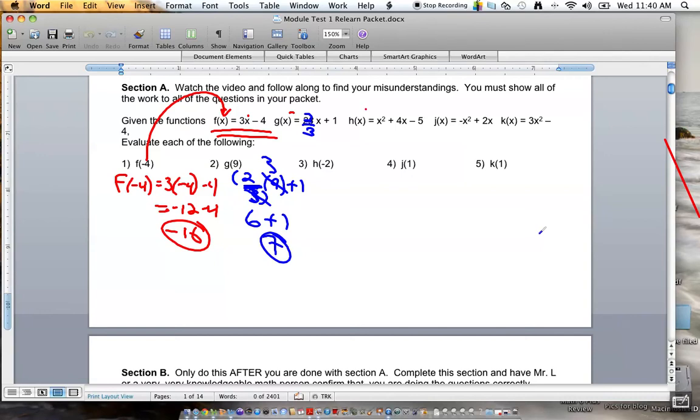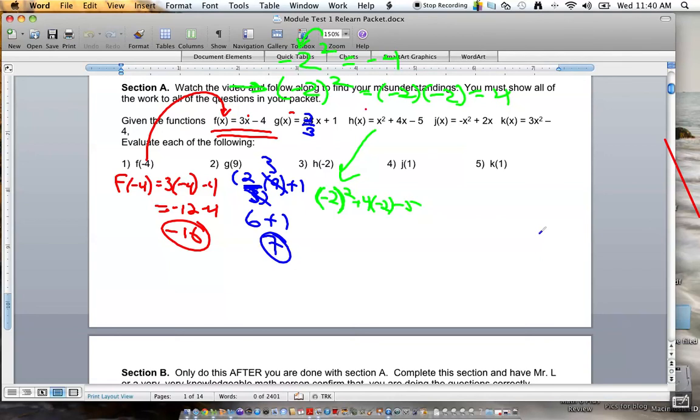h of -2. When I write this out, this has to become -2 squared plus 4 times -2 minus 5. And this is the killer part of this. If you don't put the -2 in parentheses here, look, there's a huge difference between this. On the bottom one here, the calculator interprets this to mean -2 times -2, which is 4. The calculator correctly interprets the top one to mean 2 squared, then negated, which is -4.